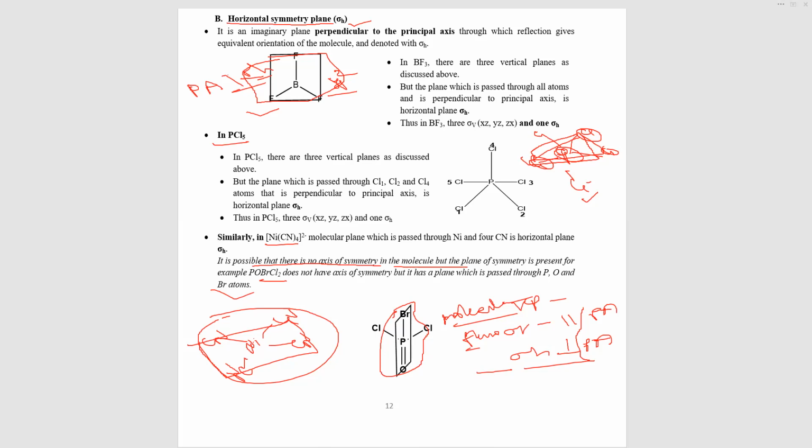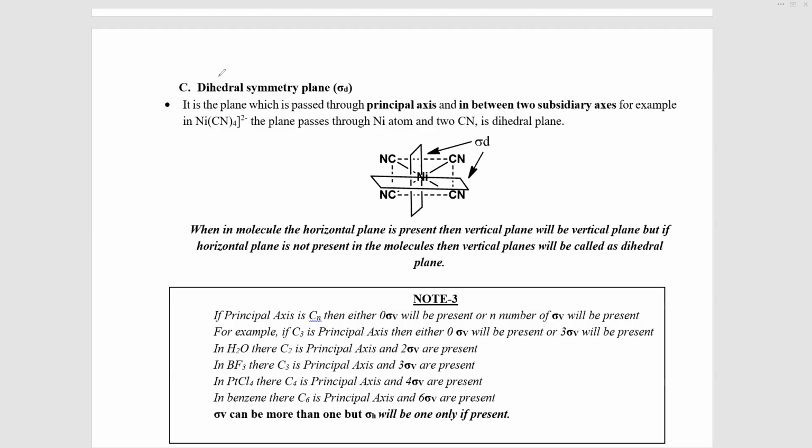Now come to the third one. Third one is the dihedral symmetry plane, and it is also denoted with sigma d. D means dihedral, sigma is plane of symmetry. So this is very similar to the vertical plane. But when we will say it is sigma d, or when we will say it is sigma v, for that purpose we need to use a trick.